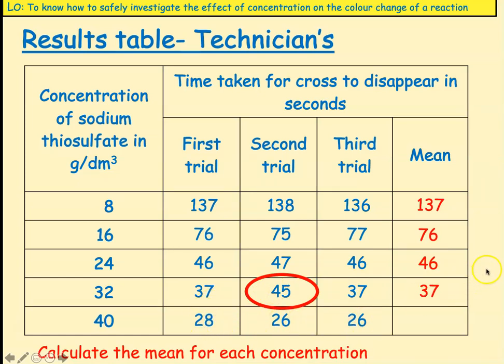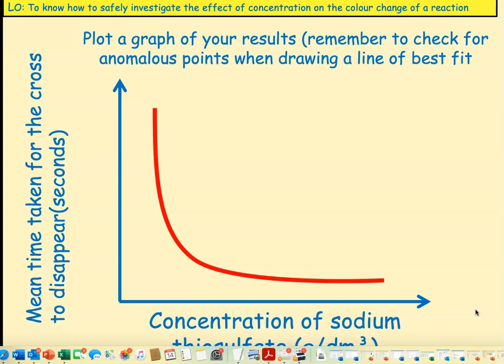Okay, and then again in the last one, very close together, so we can use them all together. 28, 26 and 27, and we get 26.7. Now we should know what we need to do now. We can't have it as a decimal point, right? So we are going to round it up to the next whole number because it's over 0.5. So it's 27. Now, if you have graph paper at home, you would be able to plot a graph of those results. Remember to check for anomalous points when you're drawing out your line of best fit, but the curve should look like that.